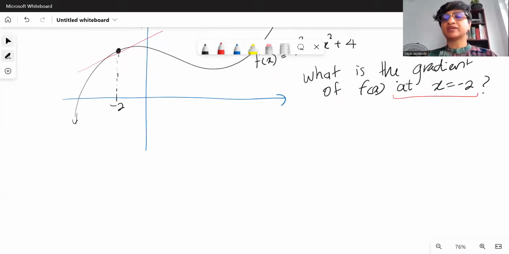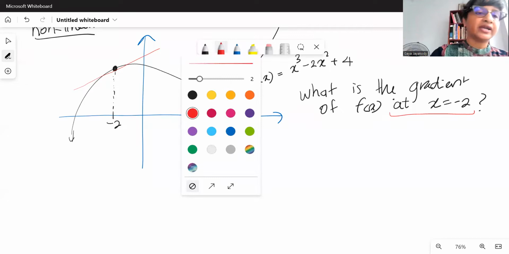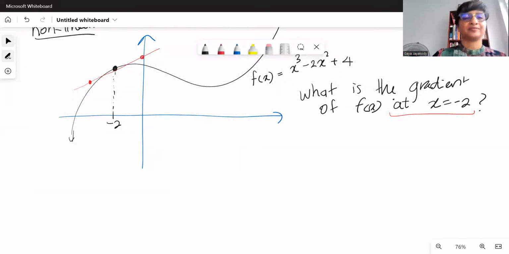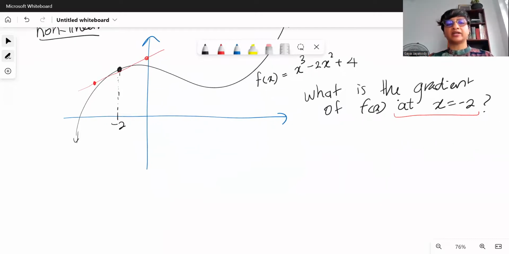When I ask you for the gradient at one point, I can't calculate the gradient using one point. I need 2 points; that's why you are drawing a tangent. Then on that tangent you take two points and find delta y over delta x. But when I ask you the gradient at one point, you can't calculate it.